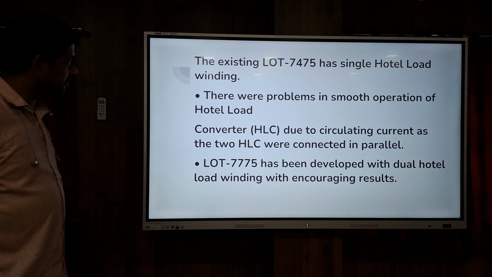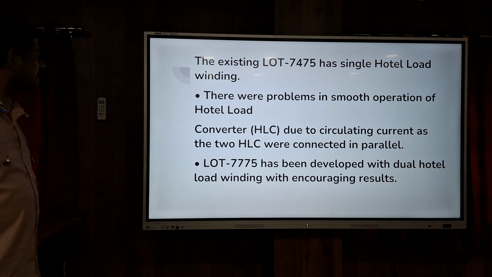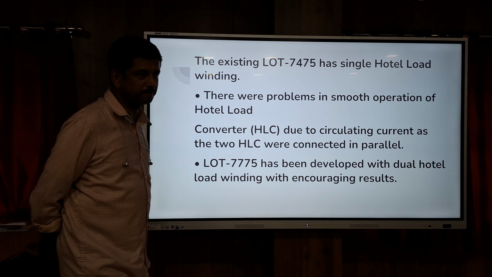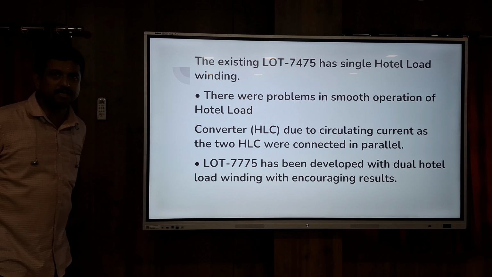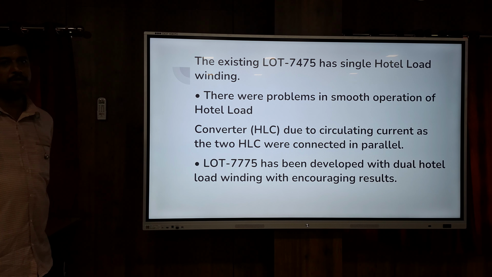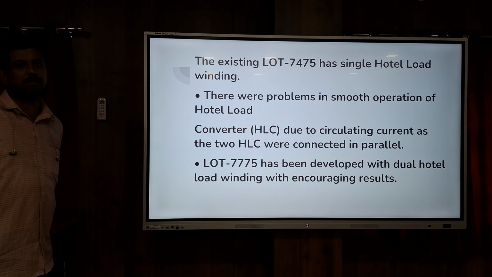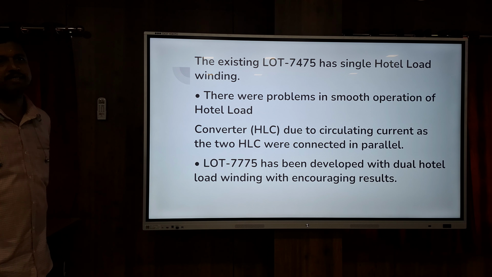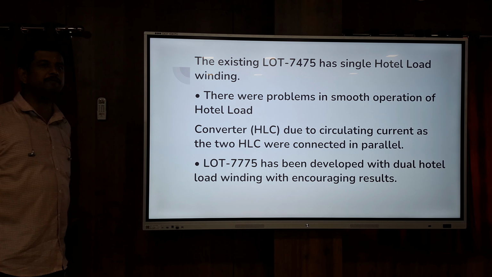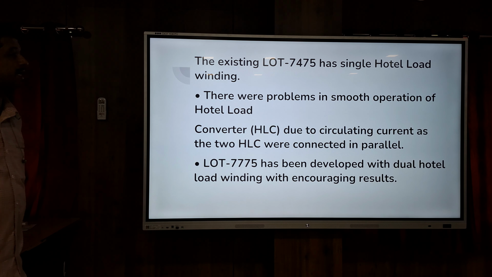At that time, the problem was that there was a circulating current. As the two hotel loads were connected in parallel, there was a circulating current in the transformer winding due to unbalance in the load, because there are two AC supplies fed to two different units from the same source. Due to the difference in the current, there was a circulating current inside the transformer, which also made many problems. So later on, they provided a 7775 kVA transformer for the hotel load winding.